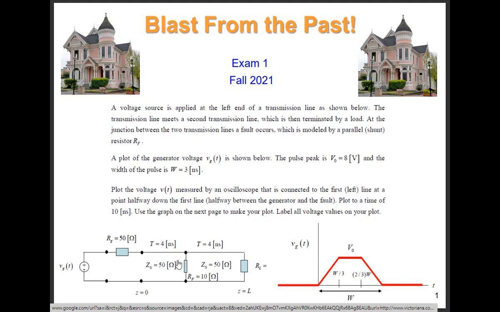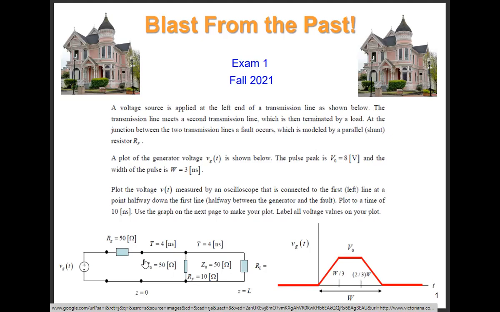Oh, with what? Okay, so you're right. So 50 ohms here in parallel with. Well, 10 ohms is the resistor. What's it in parallel with? Yeah, right. Very good. Very good.